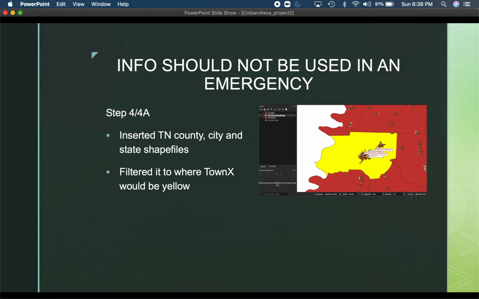And then I actually put a Tennessee city, county, and state shapefile into my QGIS project, and I filtered it to where, so this right here is the county that my town is located in, and this in the center right here is the town itself. And I filtered it to where the town X would be yellow, and if you zoomed out, you would be able to see it more easily.